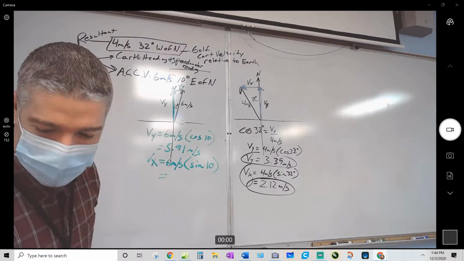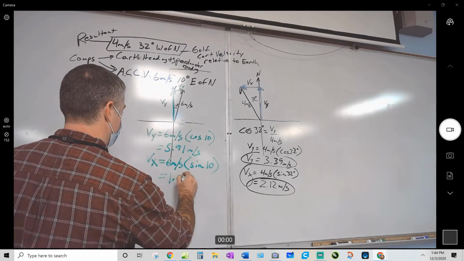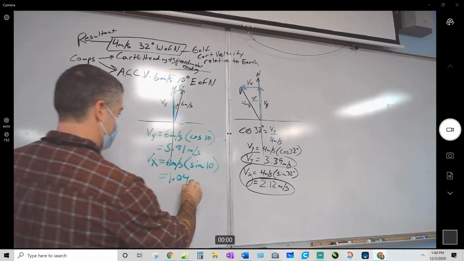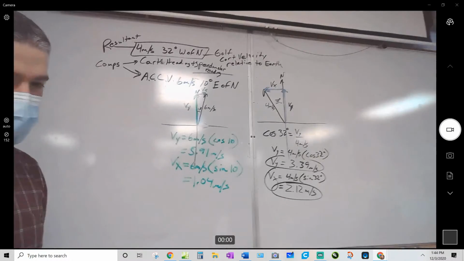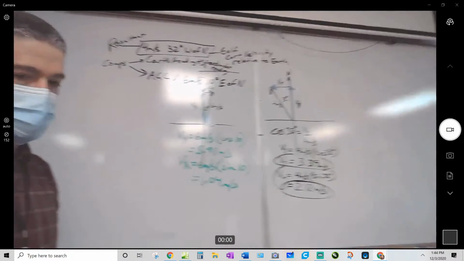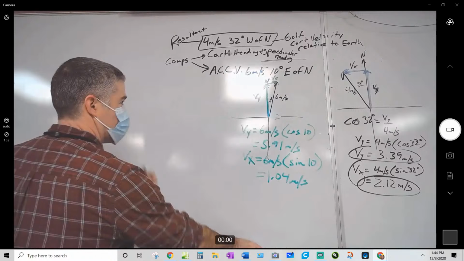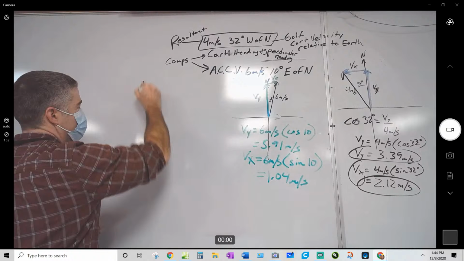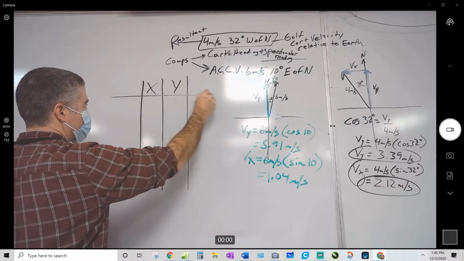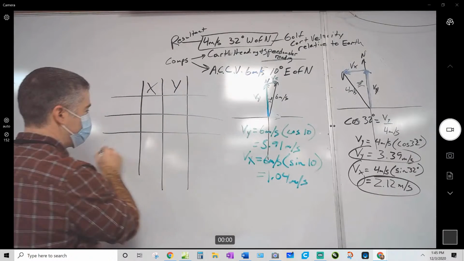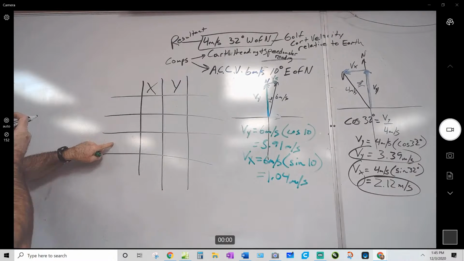$1.04? Abby, did you get 1.04? All right, 1.04. Time to bring all this together, and I'll try to make this a little bit more organized. So I need a table, just like we've had before. Nice table: X components, Y components. And I want my two component vectors here, and they're going to add up to the resultant vector there.